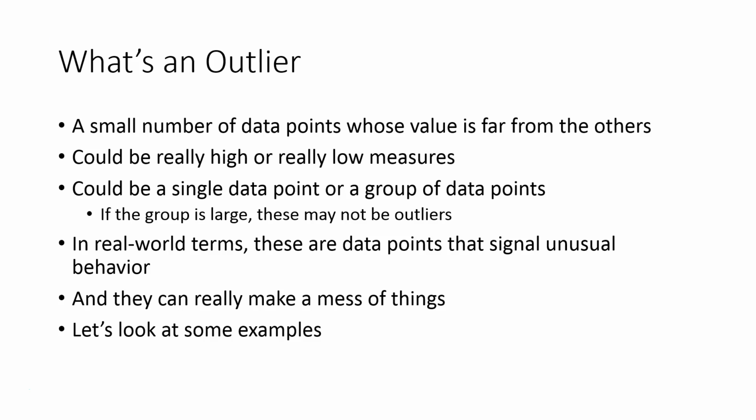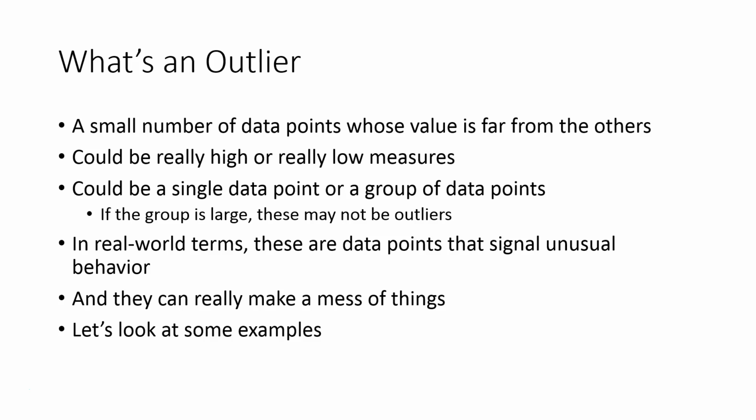An outlier in a data set is something that is basically weird. It's typically a small number of data points, could be one, could be a few, whose value is far from all of the other data points. It could be on the high end or on the low end. It can be a single data point or a group of data points, but it's probably not a big group, because if it's a big group, it will have too much power in the data set and it won't be considered an outlier. It will actually throw the mean off and it will be just a widely distributed data set.